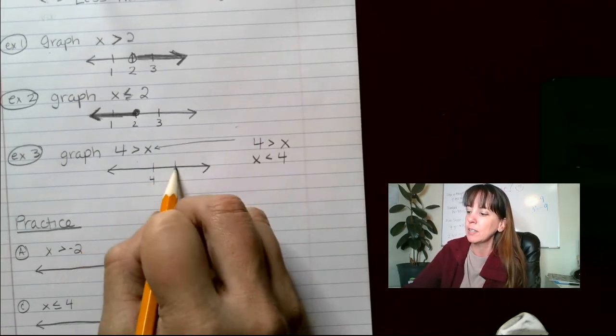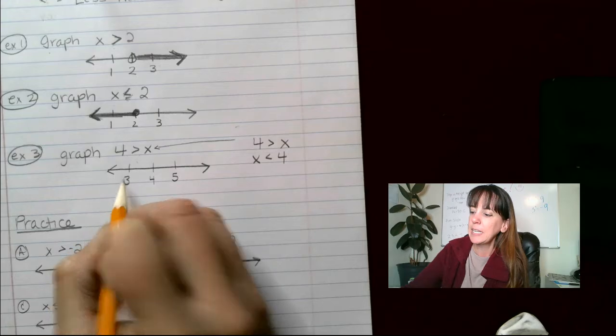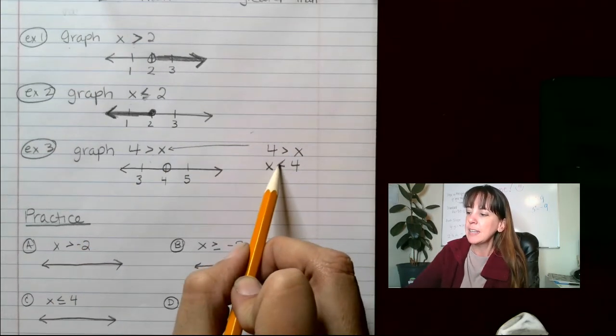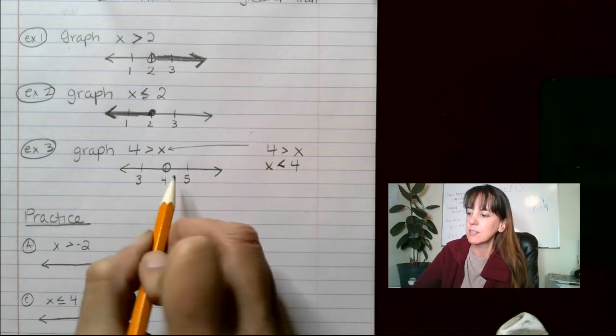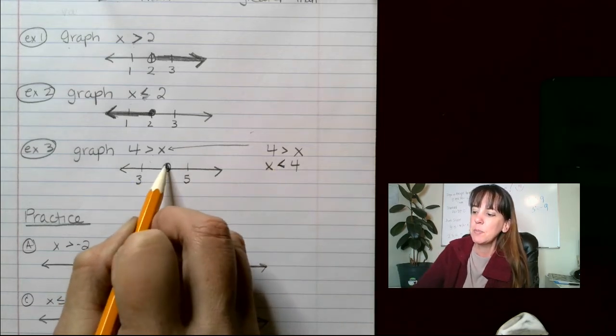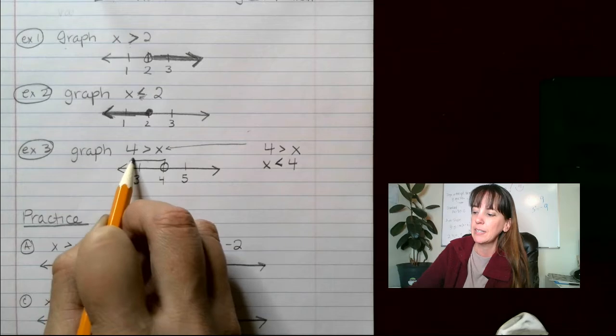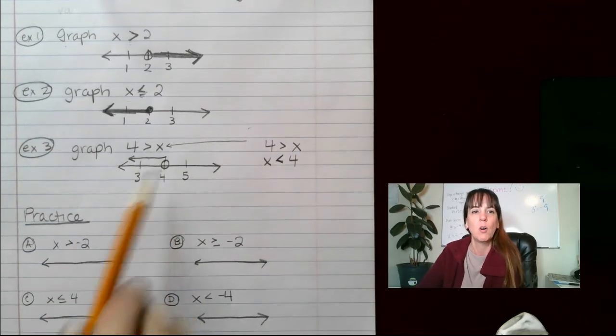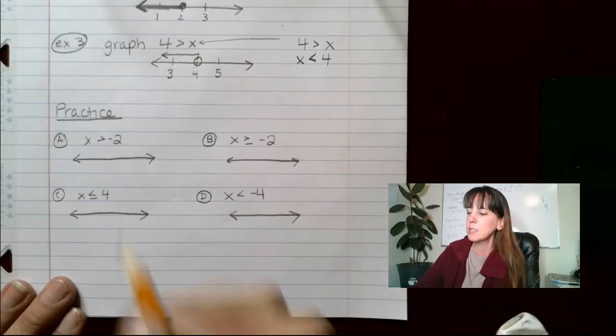Put the 4 here, 5 here, 3 here. It is an open circle because it does not say equals to. And see how it's pointing this direction? That's the direction we're going to shade. Sometimes you'll see people, instead of shading, they go like this and they write like that. That's fine too. You can totally do that as long as I can see your open circle or your closed circle. All right, guys, here are the practice problems.